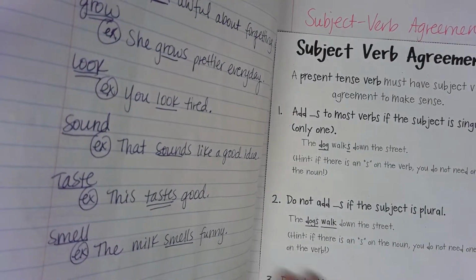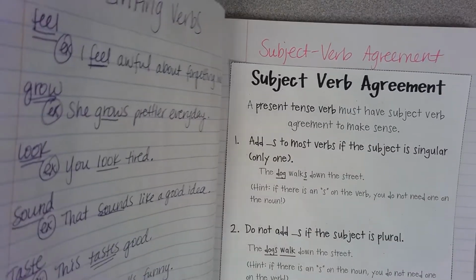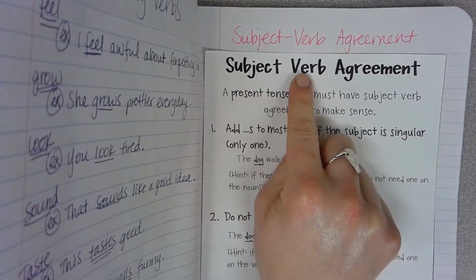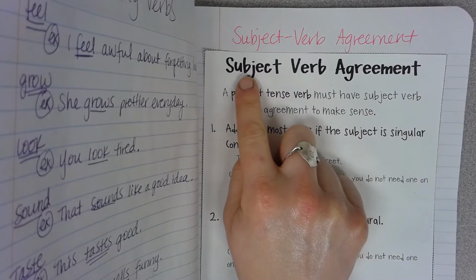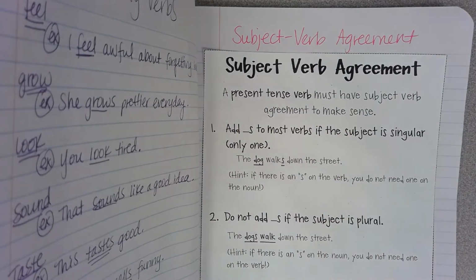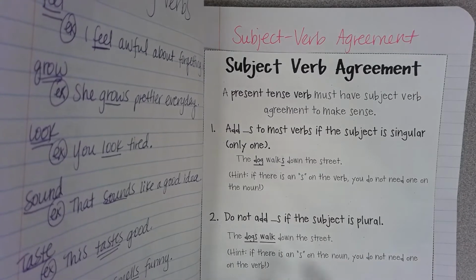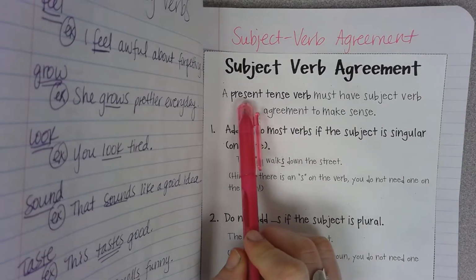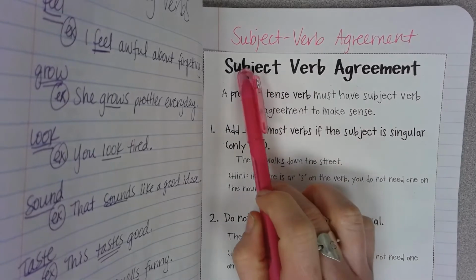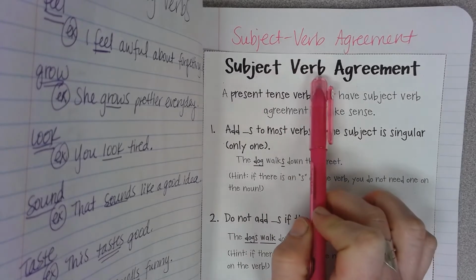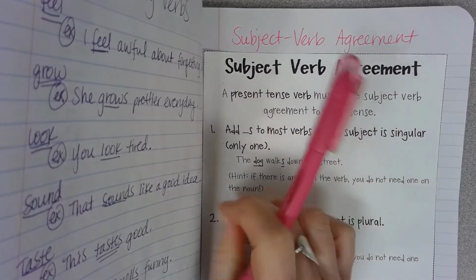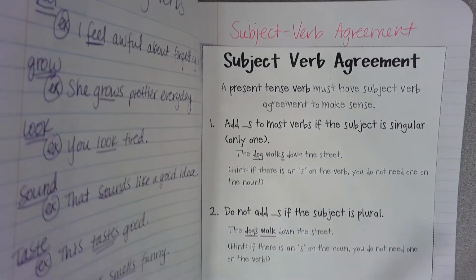Okay, now let's look at what we just cut out and glued in. So we know what the subject of the sentence is. That's who or what is doing the verb, or who or what the sentence is about. And then the verb is the action or the main being or doing that takes place in the sentence. Now, this is saying that a present tense verb must have subject-verb agreement to make sense, which means both of these need to be in agreement with each other, okay? Obviously, agreement means that they are the same or they're equal, and let's see what that means.